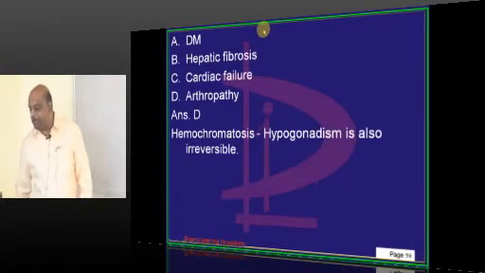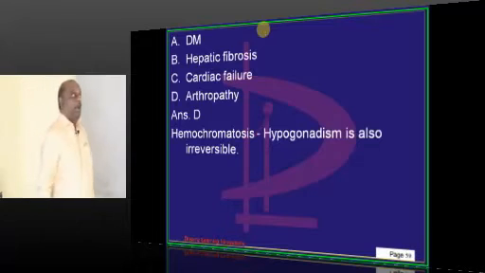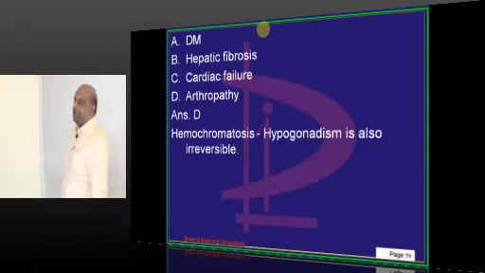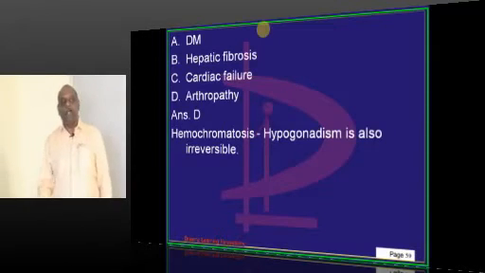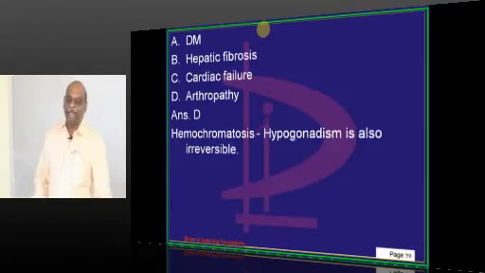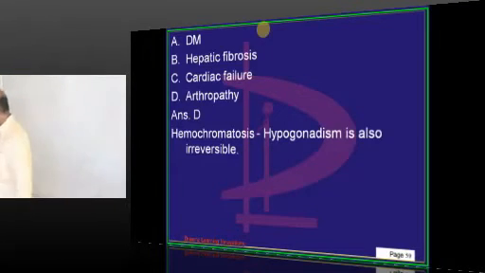One of the favorite questions of examiners: hypogonadism, why does it occur in hemochromatosis? Is it a hypogonadotropic hypogonadism or a hypergonadotropic hypogonadism? What is the type of hypogonadism you have?